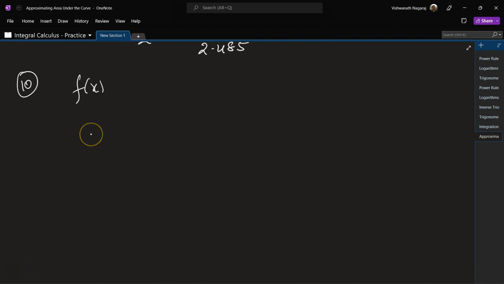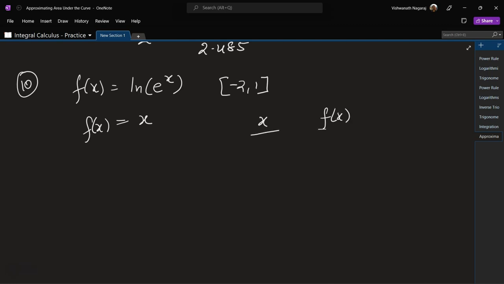Okay, 10th one, f of x is equal to natural log of e to the power of x, in the interval -2 to 1. Now, if you notice, this natural log and e will cancel out each other. So it is as good as saying f of x equal to x, right? It is just a different way of writing it. So x and f of x. So if it is -2, it will be -2 because it's a standard linear function. -1, -1, 0, 0, 1, 1.